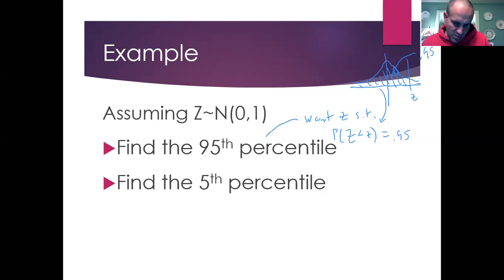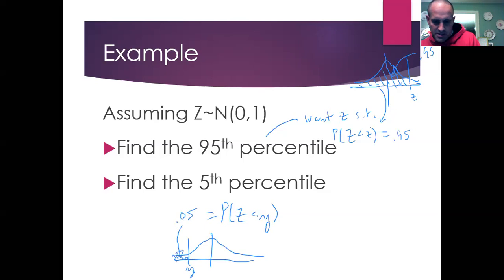And what's the 5th percentile? Well, let me use a letter other than z. Here I want y, such that the probability that z is less than y is 0.05. So that looks like this. This would be my y, and that would mean that there was 5% right there.